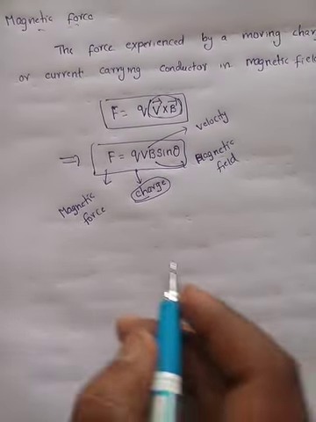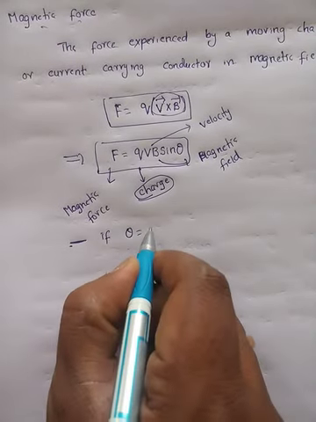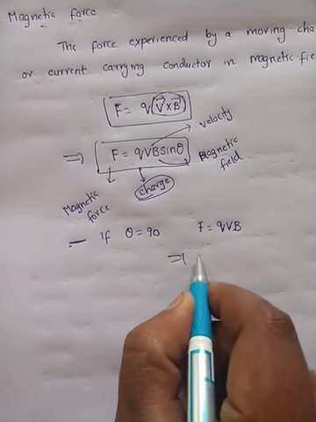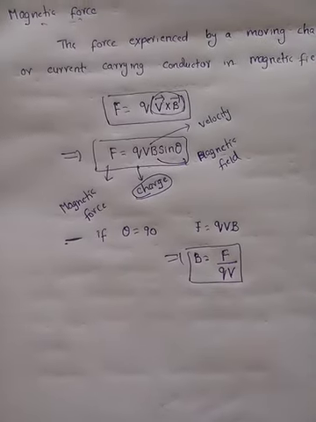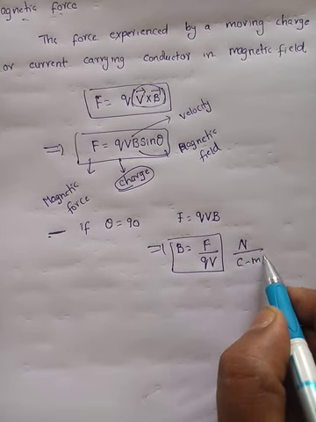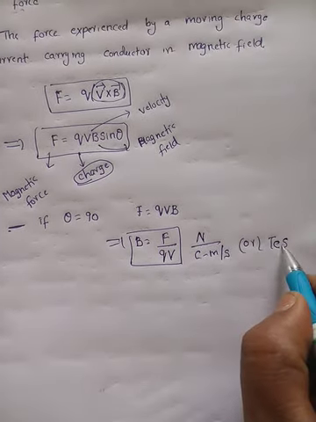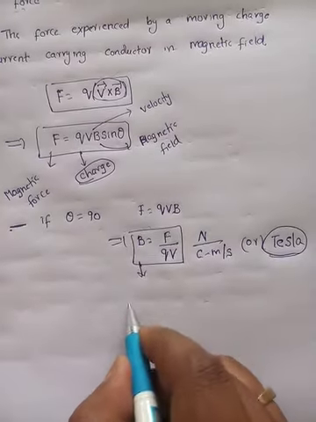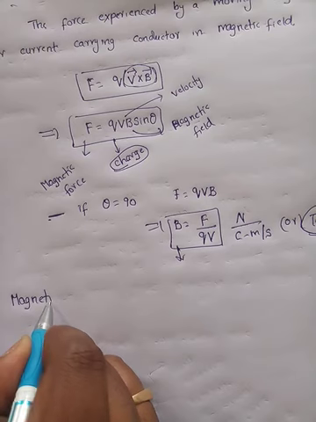Now we can define from that: if theta is equal to 90 degrees, F equals QVB. From this, B equals F by QV. The unit is Newton by Coulomb meter per second, which is represented as Tesla. This is the important definition here: magnetic field induction.